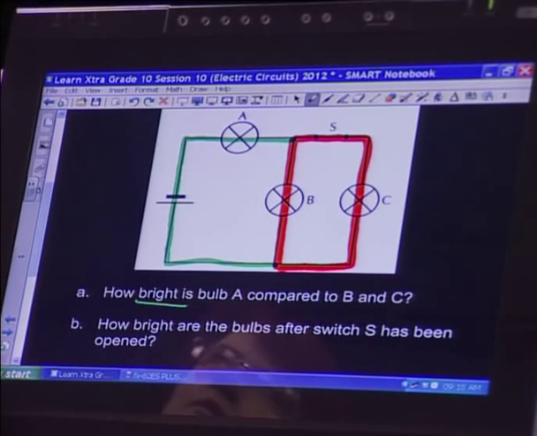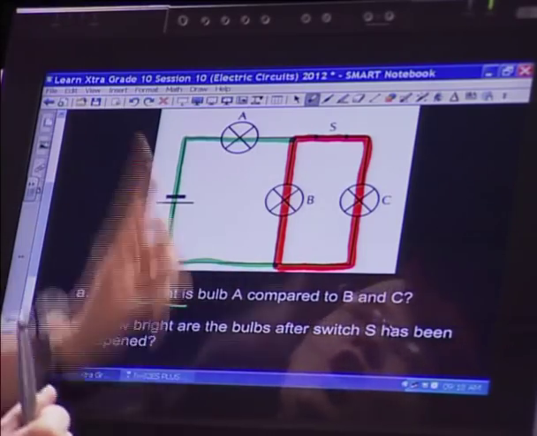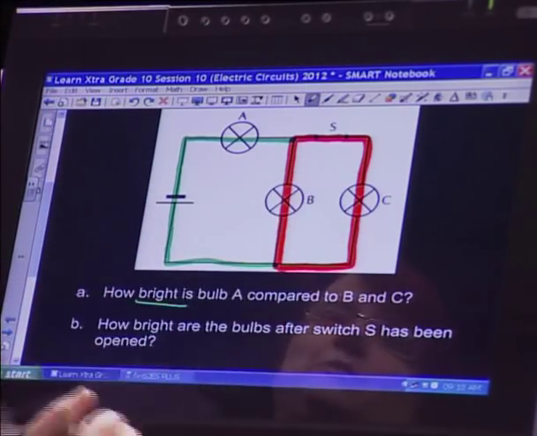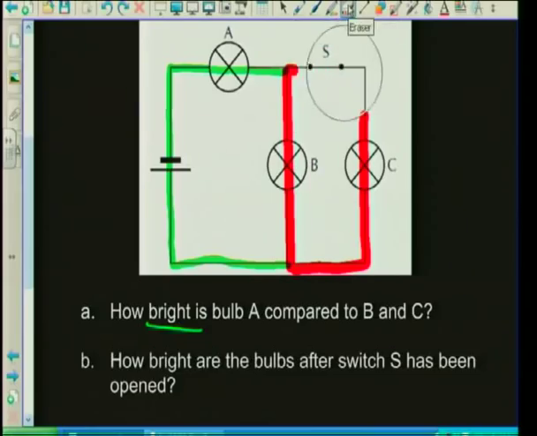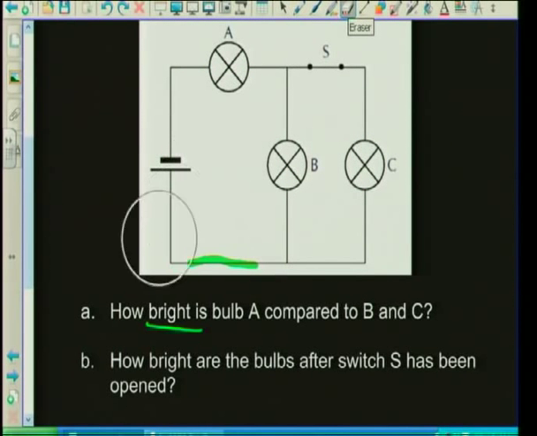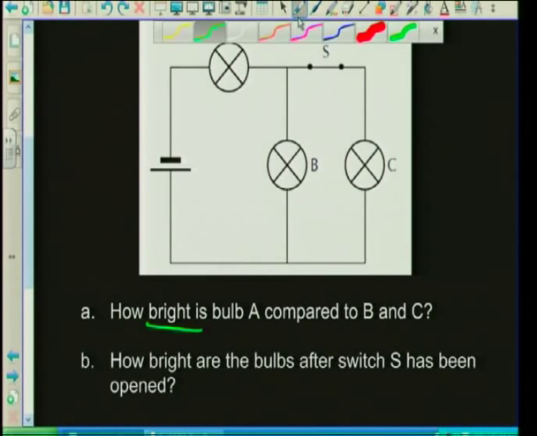Then, this is a nice question. How bright are the bulbs after switch S has been opened. So I'm going to go back here. Let's take this off. Switch S gets open. So essentially, it's like, let's rub it out. Okay, switch S now is open.